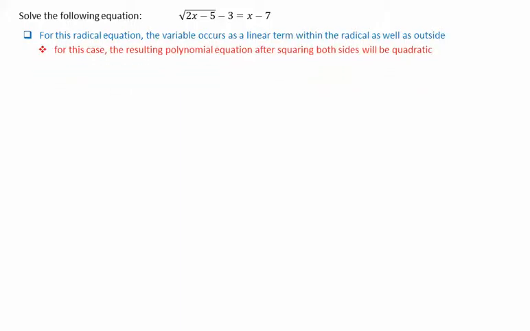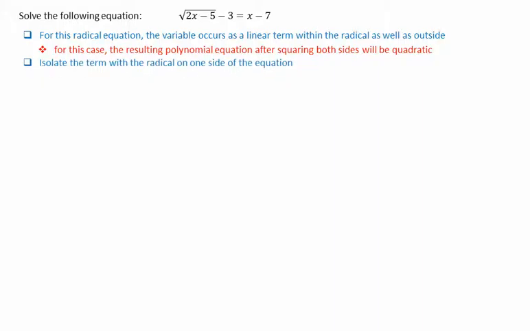Solve the following equation. For this radical equation, the variable occurs as a linear term within the radical as well as outside the radical. For this case, the resulting polynomial equation, after squaring both sides, will be quadratic.